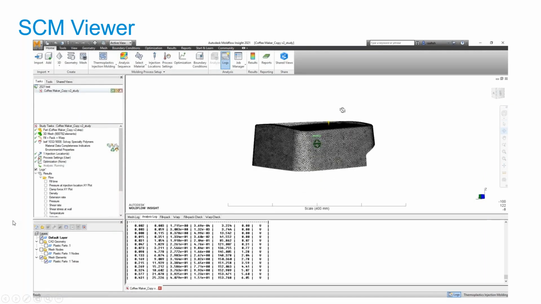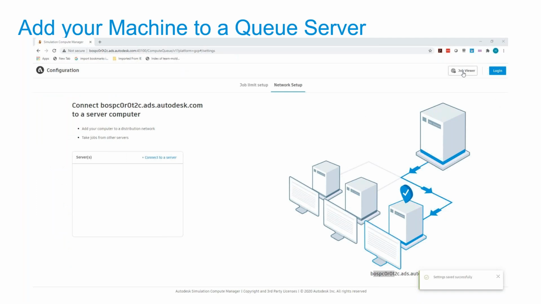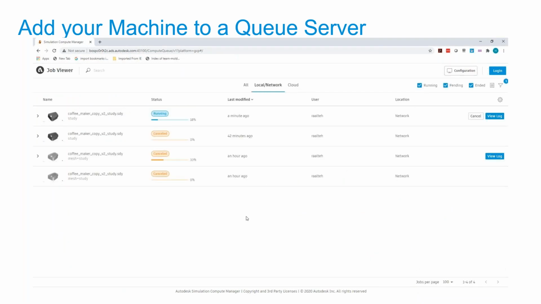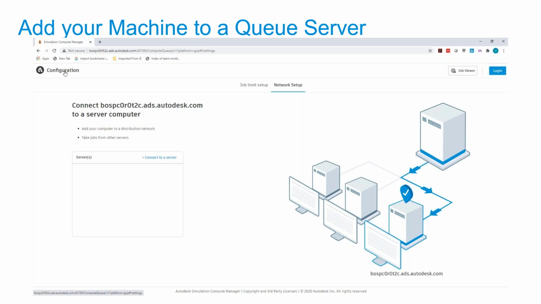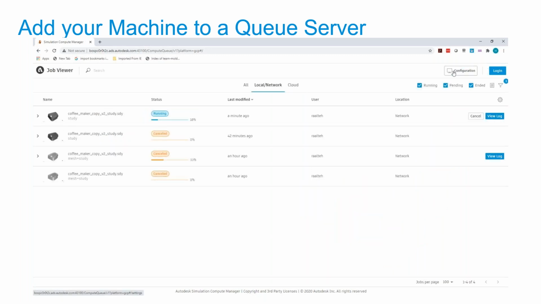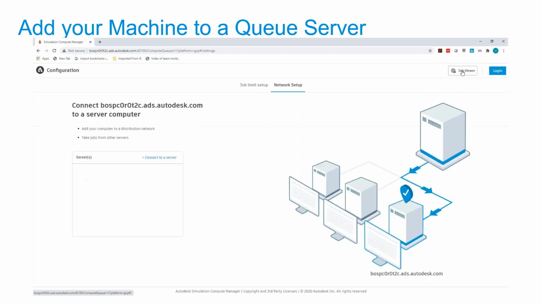So next slide. Okay, so I can also add my machine to another machine's distribution queue. When I go back to the job viewer, I can either do it in viewer mode or in configuration mode. In the configuration mode, I can add my local machine to another computer's distribution queue.